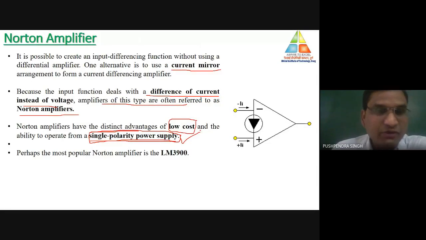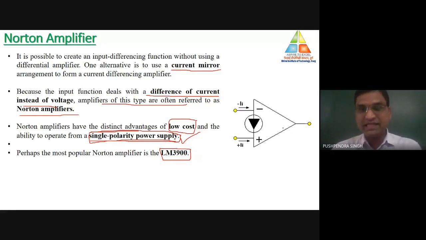And how can it achieve this single polarity power supply operation? With the help of LM3900. LM3900 is basically a Norton amplifier, and today we are going to discuss everything related to this LM3900. LM3900 is the most popular Norton amplifier.